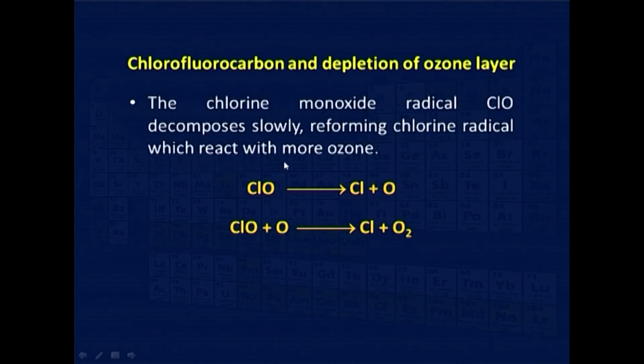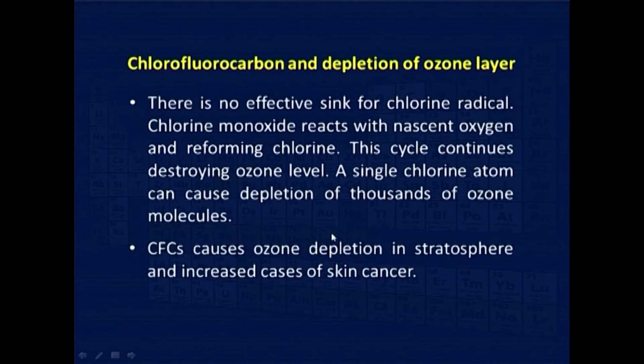The chlorine monoxide radical decomposes slowly, reforming chlorine radical which reacts with more ozone. This is the process how it is going to form the chlorine radical, and again a chain process is going to continue. There is no effective sink of chlorine radical. Chlorine monoxide reacts with nascent oxygen and reforms chlorine. This cycle continues, destroying the ozone layer. A single chlorine atom can cause depletion of thousands of ozone molecules. CFC causes ozone depletion in the stratosphere and increased cases of skin cancer.